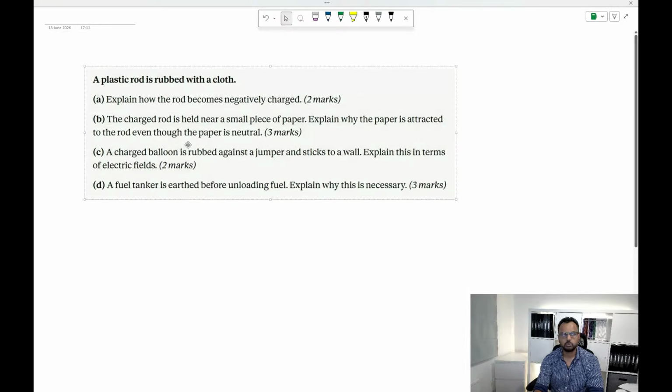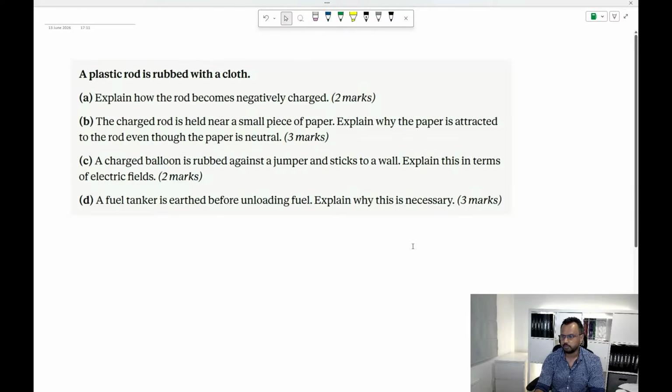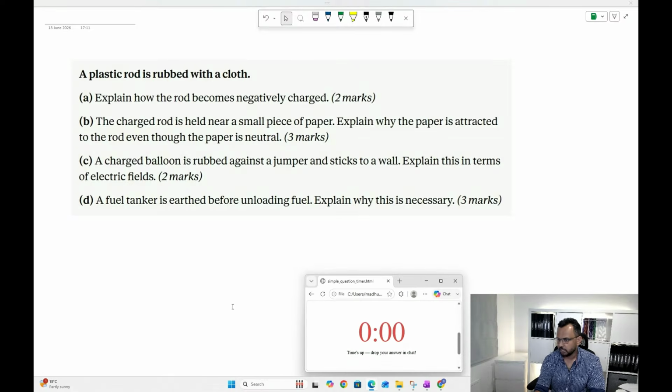This one is about static electricity, which is triple only again. So I'm going to run a timer, again about 2 minutes initially. We'll see. Give this a try, guys. Static electricity, again, a very popular question. And this is again triple.